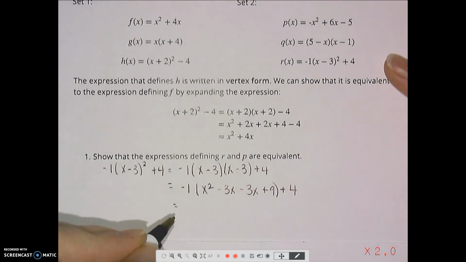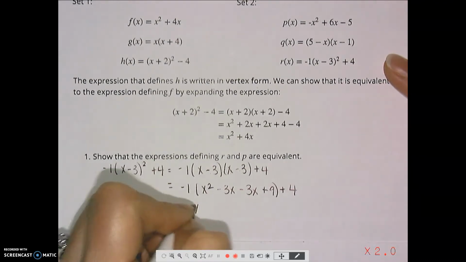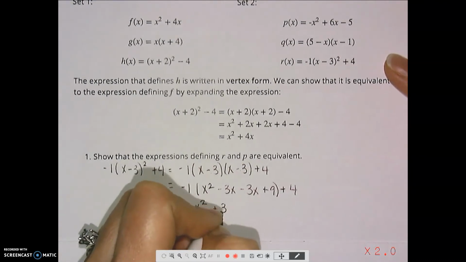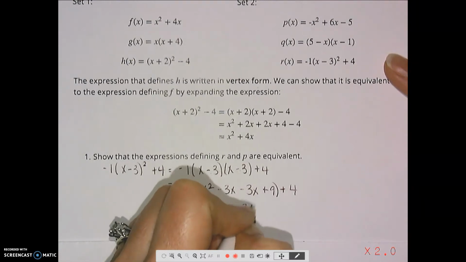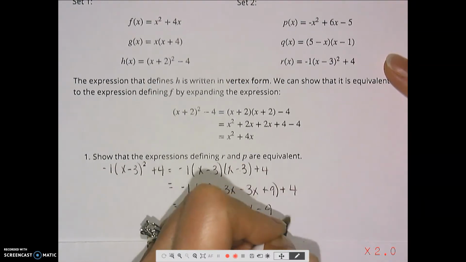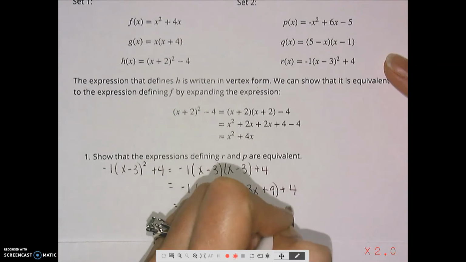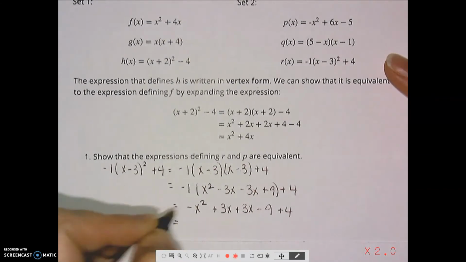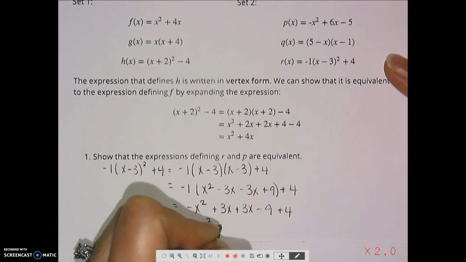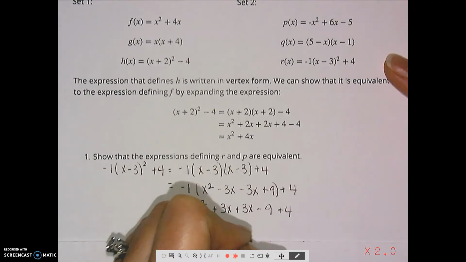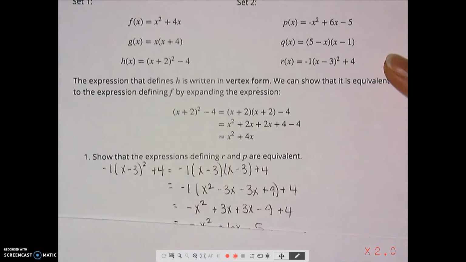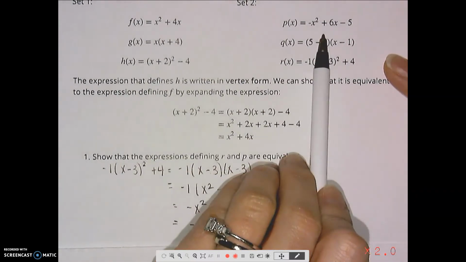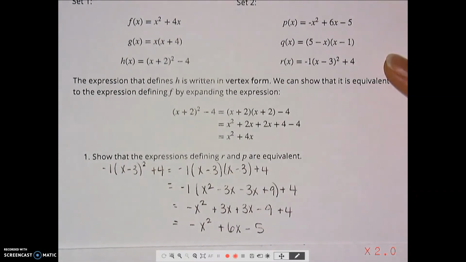So the next step is to distribute that negative through. That's going to change the sign of all of these. Now we could also have combined like terms here before that if we wanted, but that's okay. So we have -x squared plus 6x minus 5, which is what p of x equaled up here. So we just showed that those two things are equivalent to each other.